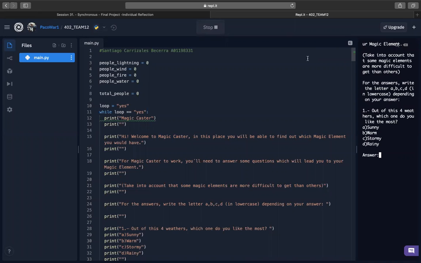So, what is the topic of my project? It is called Magic Caster, and it is a poll that would allow you to know which type of magic element you will have in a magic world.